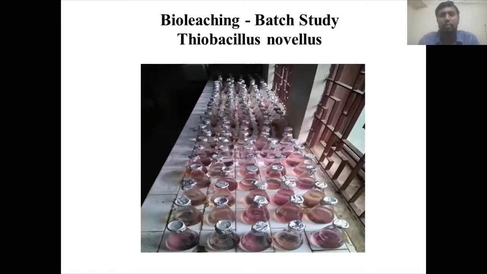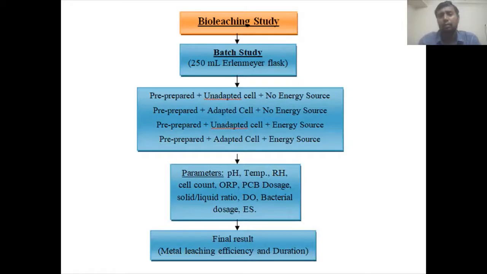And this is the fourth process, the bioleaching batch study we have conducted in our laboratory. This is the methodology we have adapted for our research work. So we have four cases. One is pre-prepared plus unadapted cell plus no energy source. Case two is pre-prepared electronic waste, where we are removing the resin, which is what I mean by pre-prepared, plus adapted cell plus no energy source. Case three is pre-prepared plus unadapted cell plus energy source. We are providing an energy source in that. And the fourth is pre-prepared, adapted cell from the electronic waste, plus energy source. The monitoring parameters are pH, temperature, relative humidity, cell count, ORP, and so on. The final result is metal leaching efficiency and its duration.